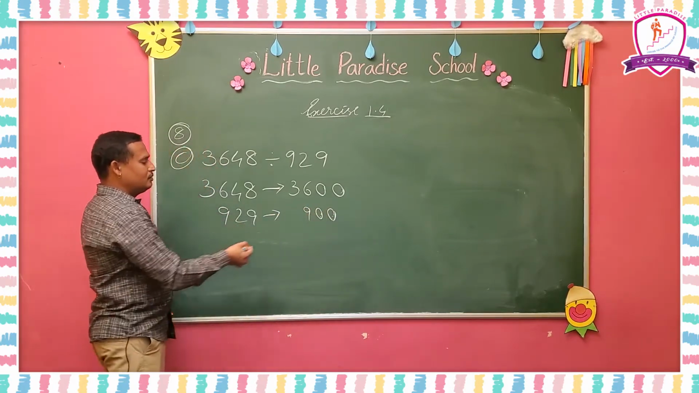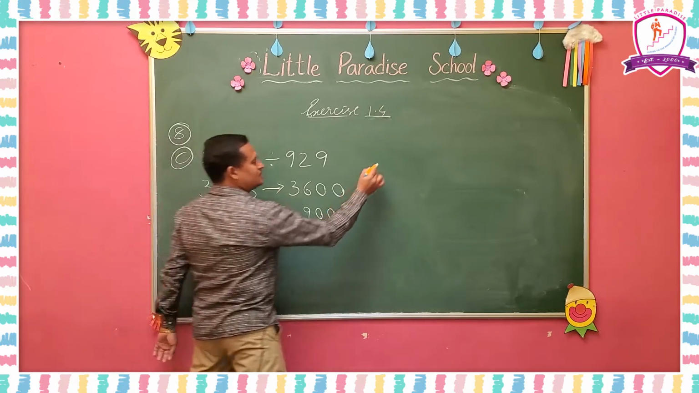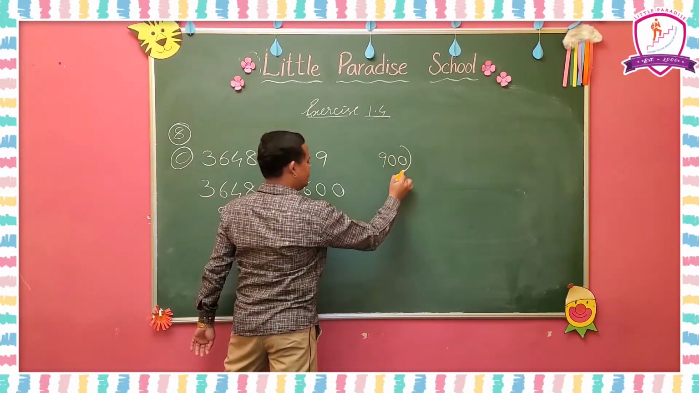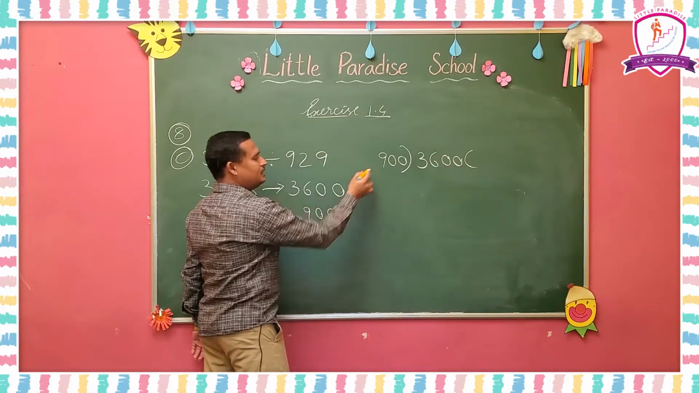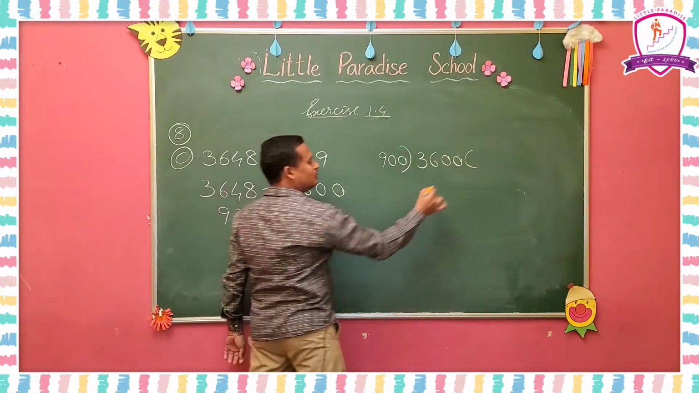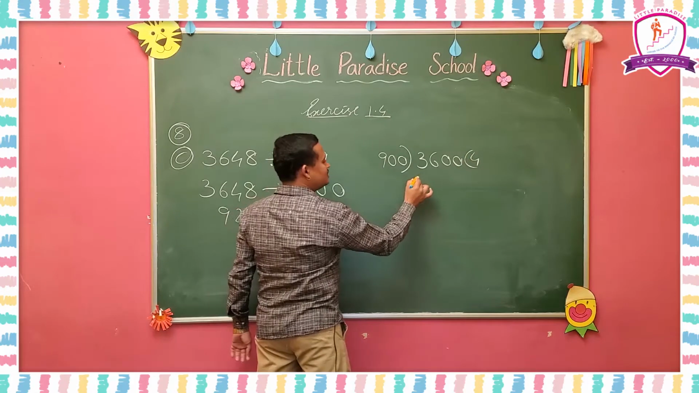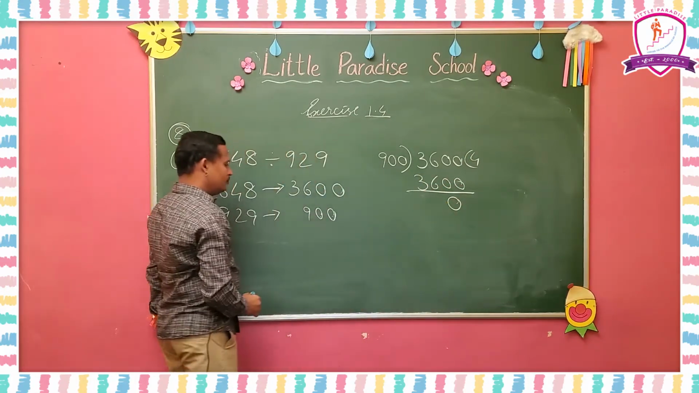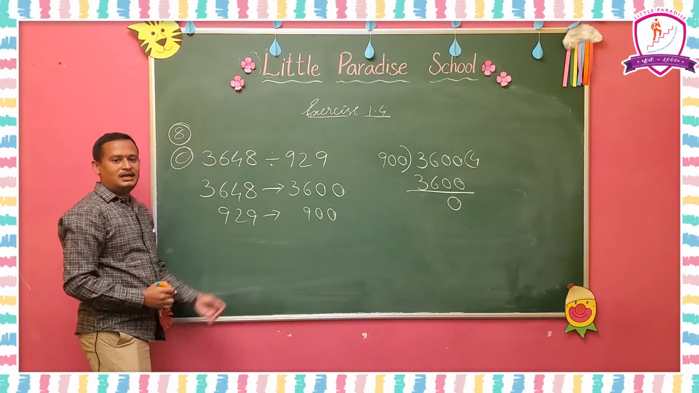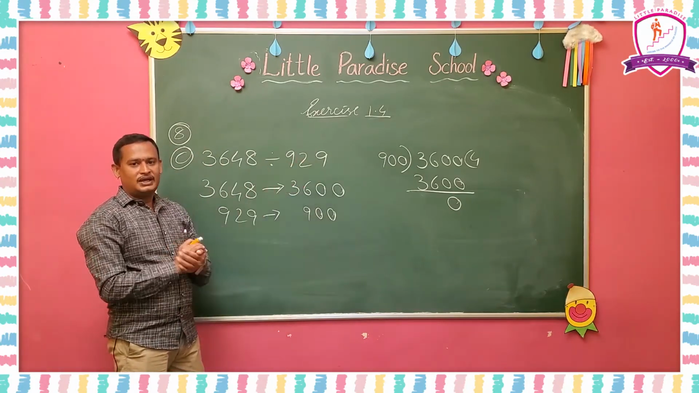We are going to find the quotient of these two numbers, 3600 divided by 900. So how many 9s are 36? 4 nines are 36. 4 nine-hundreds are 3600. So 4 will be the answer. The estimated quotient is 4. Understood?